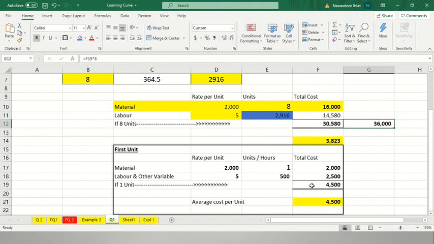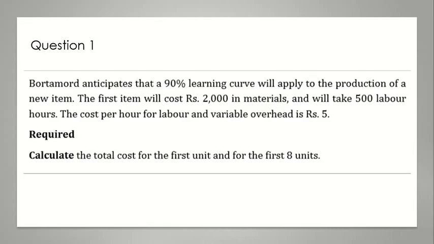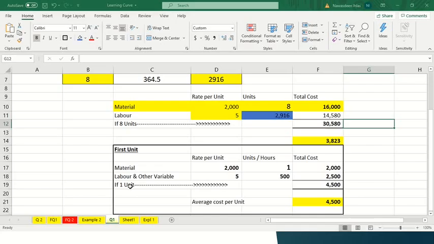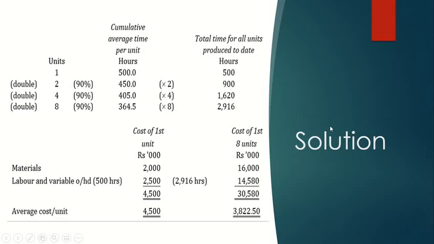Right. So here you can see the answer. As I explained, 30,580 will be the cost. Here you can see when output is doubling, we can apply the tabular approach. Yes, here they are asking the cost of first unit and 8 units.